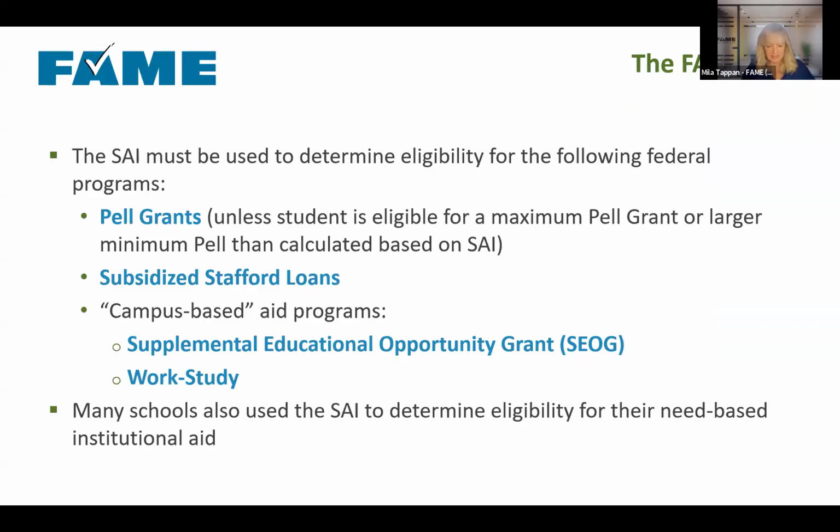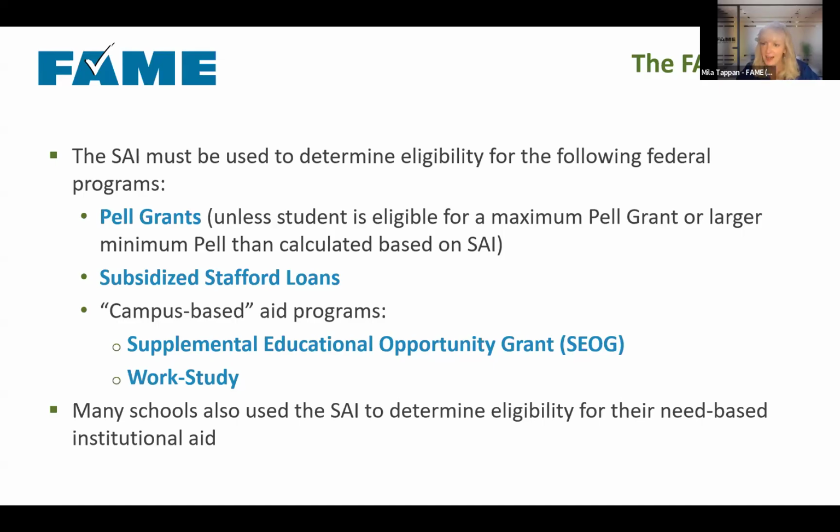The SAI is used to determine eligibility for the following programs. The SAI is how you determine eligibility for a Pell Grant, unless the student is eligible for a maximum or a minimum Pell Grant. I'm going to talk about that in a moment. But otherwise, the student's Pell Grant eligibility is directly connected to the SAI. How it actually works, and this was a change as of last year, is you take the maximum amount of Pell, which this year is $7,395.